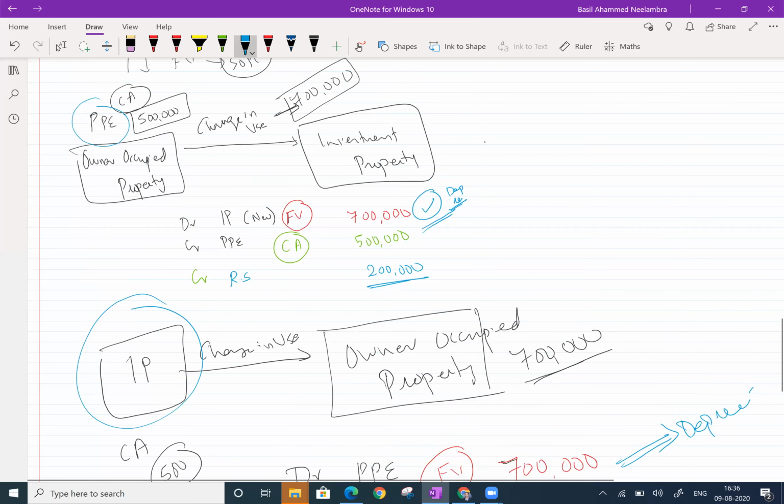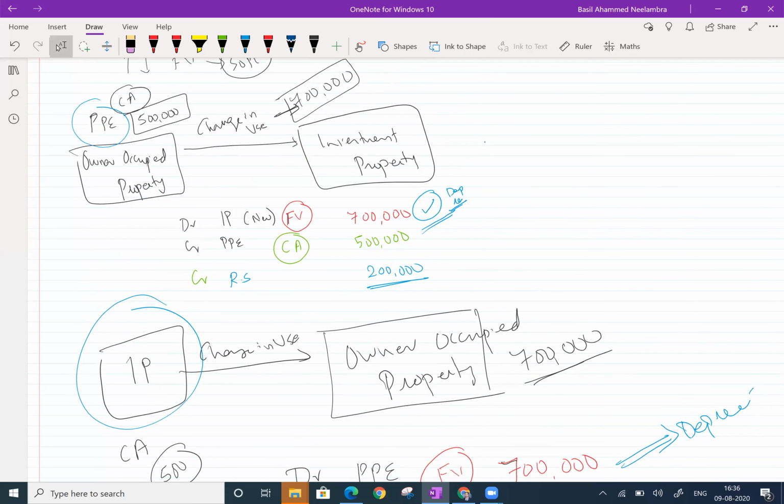I'm just going to sum up those 5 points. Point number 1, if there's a change in use, the new asset should be recorded at fair value, whether it be investment property or property, plant and equipment. The old asset should be removed, you have to remove the carrying amount of the old asset. So definitely there will be a difference between fair value and carrying amount.